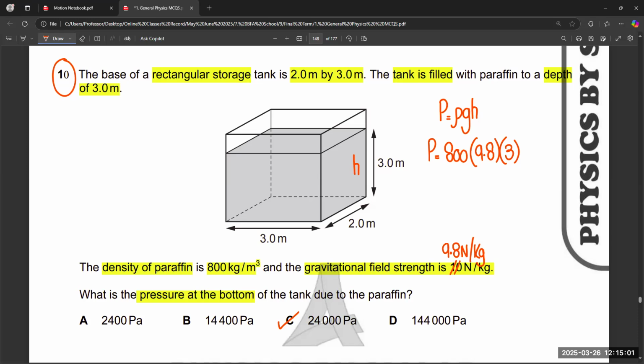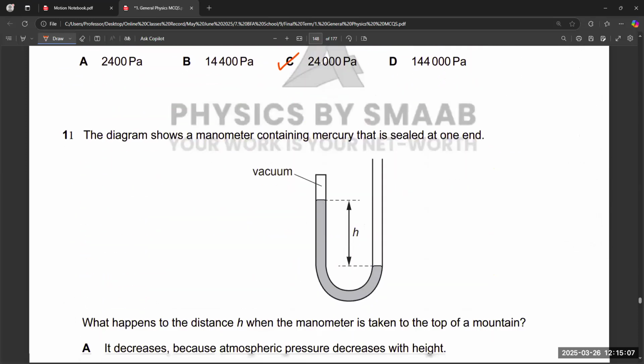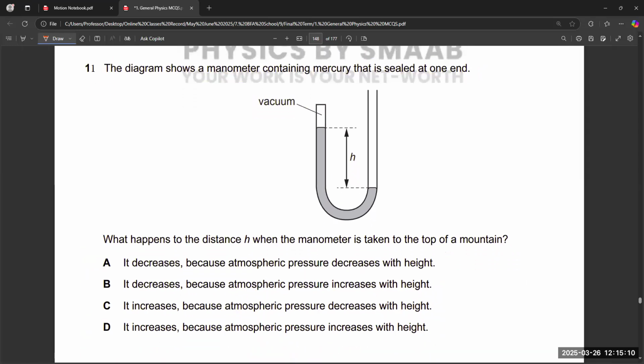So you can see we have very easy questions related to the pressure in liquid also. And they are asking that question again and again. Again, we got the manometer part. This is excluded.